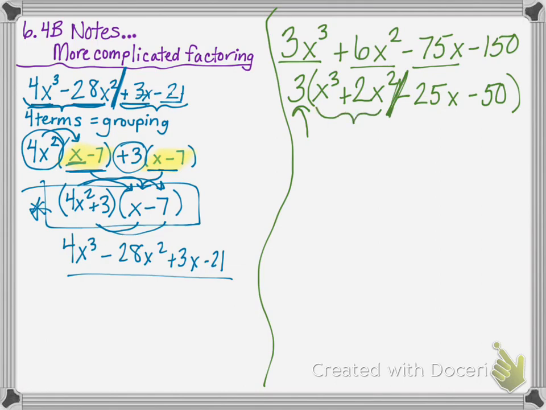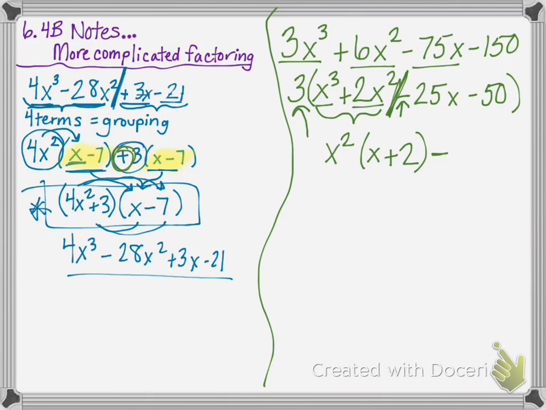What do those 2 terms have in common? X squared. So I take out the x squared: x squared times x gets me that x to the third. X squared times positive 2 gets me that positive 2x squared. Over here, now this one's a little bit different because this is a negative sign. In my previous example, we didn't have a negative sign there, we had a positive sign. Now, because that's a negative, I have to take out a negative number, okay? I cannot leave it with just a plus.